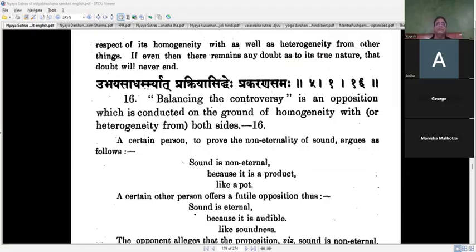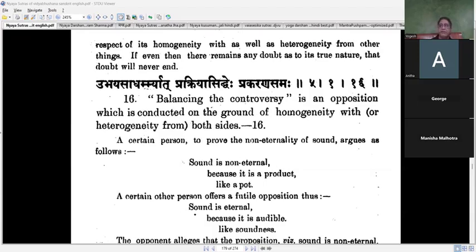So Ubhaya Sadharmyat Prakriya Siddhe Prakaran Sama. The Prakaran Sama or balancing the controversy fallacy: by the common properties of both eternal and non-eternal objects and the reverse opposing properties of both too, if the process of debate is prolonged, Prakriya Siddhe, the process of proving something, is prolonged so that a conclusion is not reached in the prakaran or the case in point, then that is the prakaran sama jati. In that case in point, there is some kind of controversy.